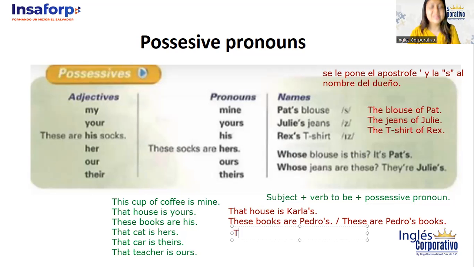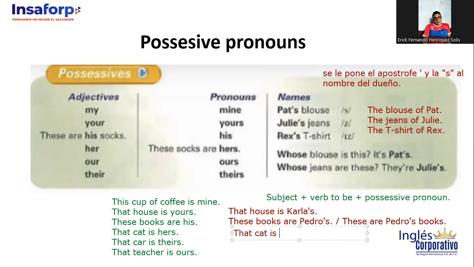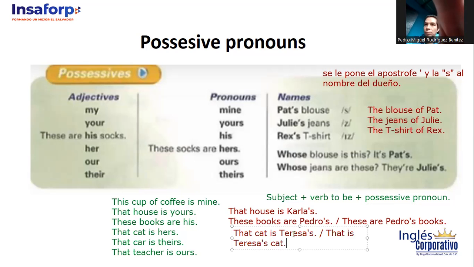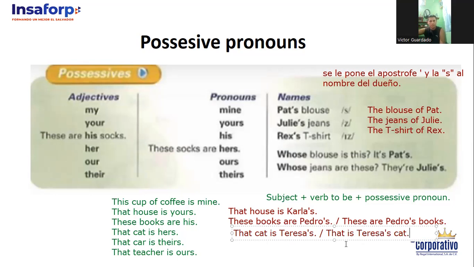Para decir que ese gato es de Teresita, diría that cat is Teresa's. Y así por ahí. Y en la otra forma sería this, that is Teresa's cat. Ese gato es de Teresa. Ese es el gato de Teresa. Es lo mismo, solo que de otra manera.